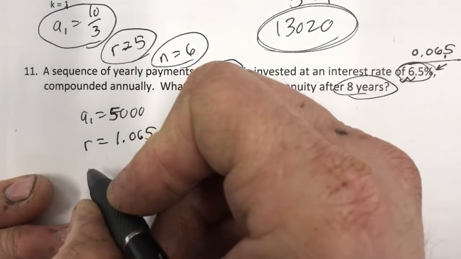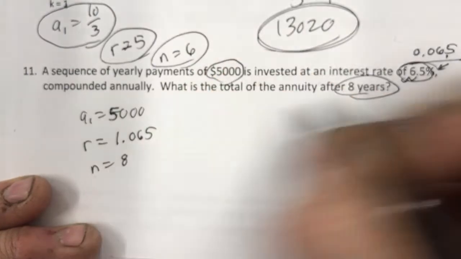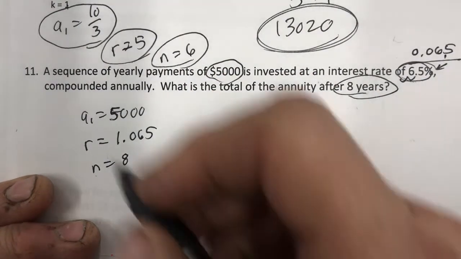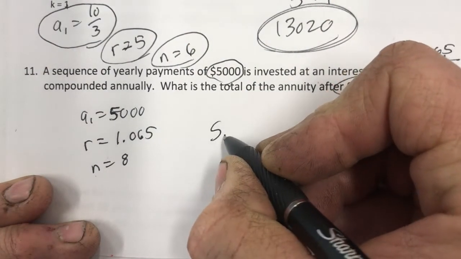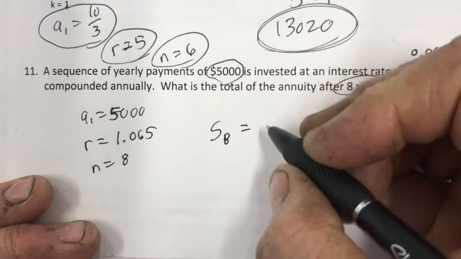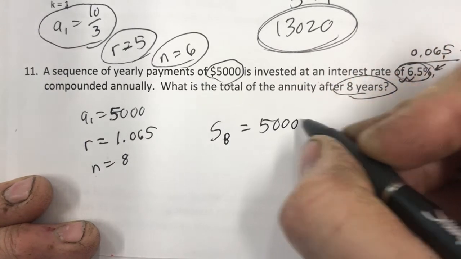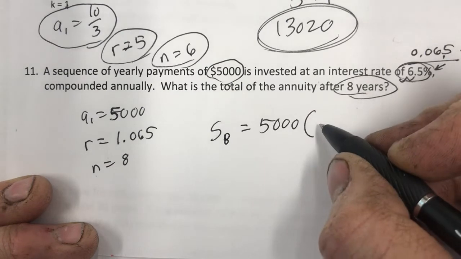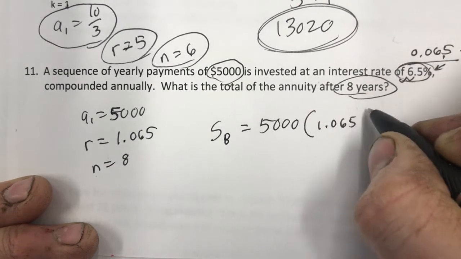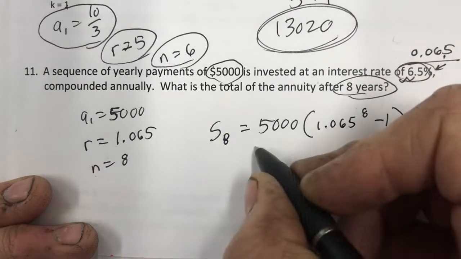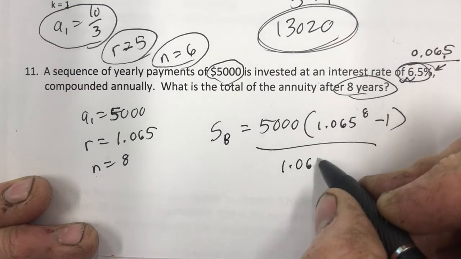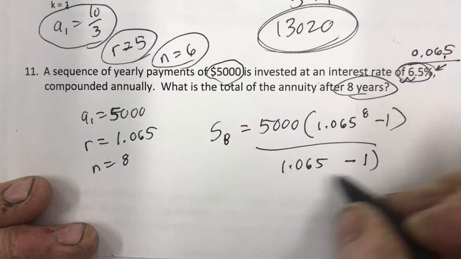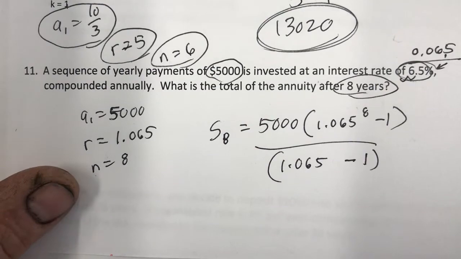And then n is 8, because we're doing this for 8 years. So here are my 3 numbers. The sum of the 8 terms is going to be 5,000 times 1.065 to the 8 power minus 1, divided by 1.065 minus 1. And of course that has to be in parentheses when I punch this in.